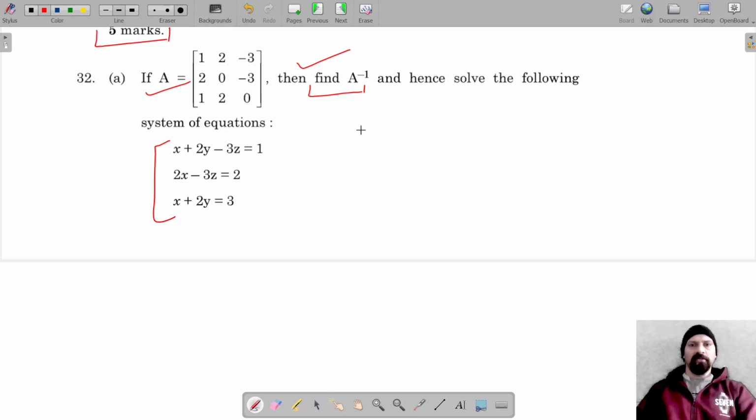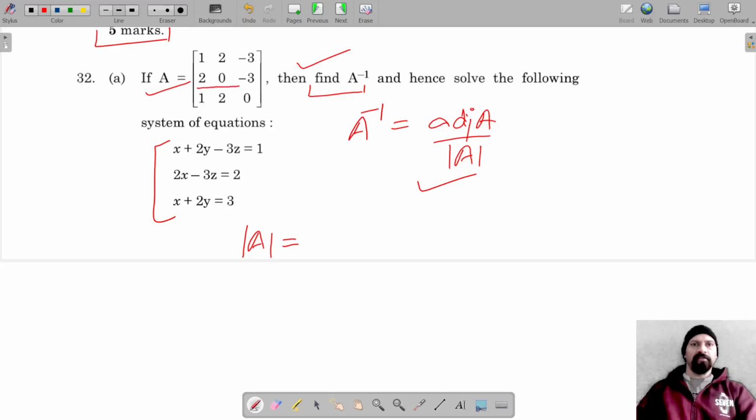So, first of all, let's find A inverse. We know that the formula for A inverse is adjoint of A by determinant of A, so we have to find the determinant of A and the adjoint of A. Let's find the determinant of A first.